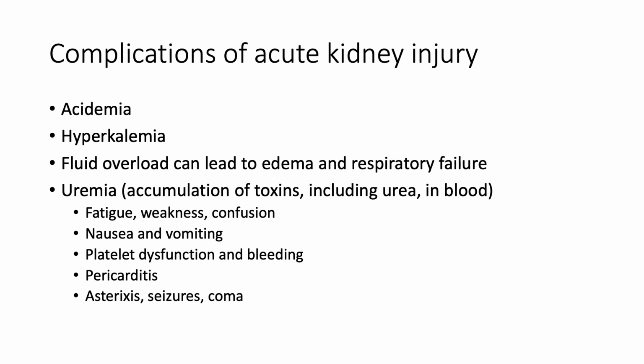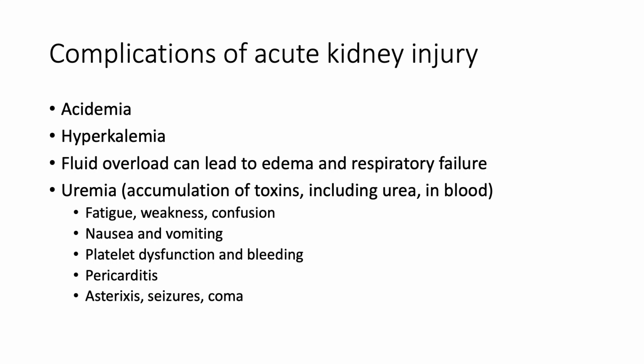So let's talk about some of the complications of acute kidney injury. Kidneys are responsible for regulating your acid-base homeostasis and secreting excess acids. And so, if your kidneys are injured and they can't do that, you might have an accumulation of acid in the blood, which can cause a lot of problems.